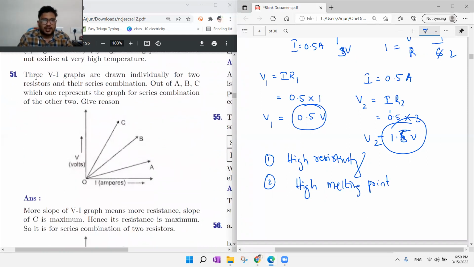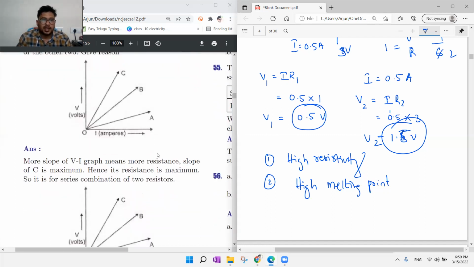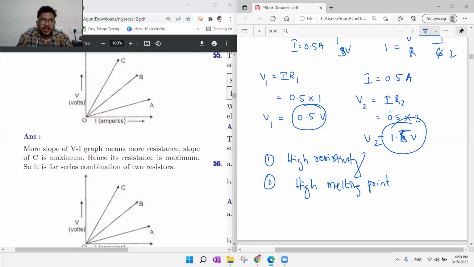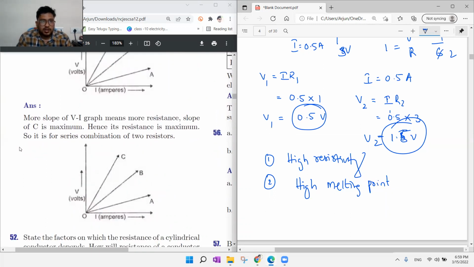51. 3 VI graphs are drawn individually for 2 resistors and their series combination. Out of A, B, C, which one represents the graph for the series combination of the other 2? Give reason. You see, more slope of the VI graph means more resistance. Slope of C is maximum, hence resistance is maximum.